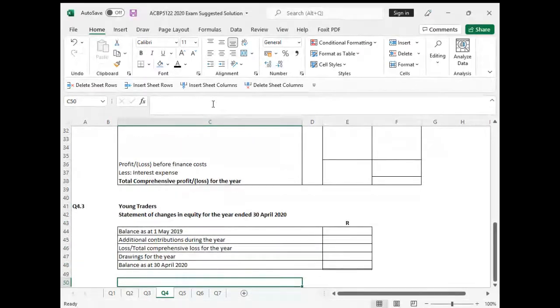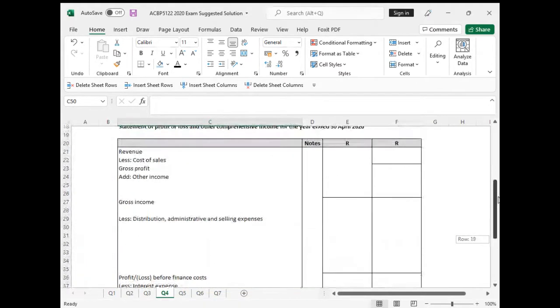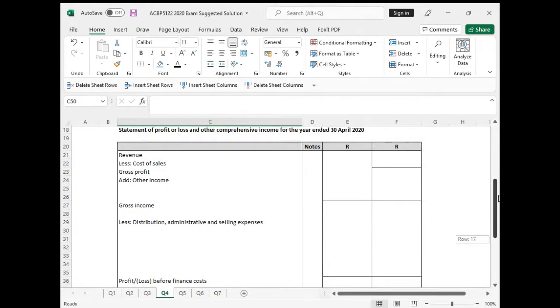And then your statement of changes in equity, you've got your balance as at 1 May, you've got your additional contributions, you've got your loss or total comprehensive loss for the year, drawings, and then your balance. Okay, now based on the information they have given to us, you could already start completing some of this information.